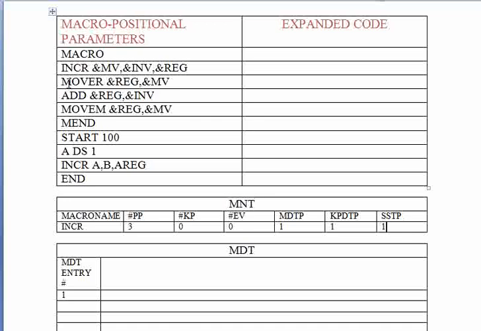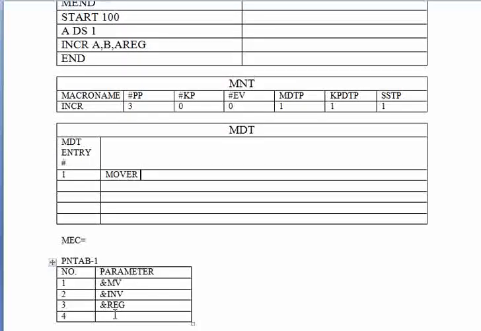Once the macro processor finishes processing this line, it goes to the next line. If you look at those lines, there are 3 lines here. Each one of them is a model statement, so it takes them and places its entry into MDT. The first line is MOVE R, so it writes here MOVE R, but in place of REG it will go to the parameter name table, and it will see that REG is associated with number 3. So instead of writing REG here, it will write P comma #3, because referencing a parameter by number is quicker than referencing a parameter by name. That is why it is substituting REG by 3.